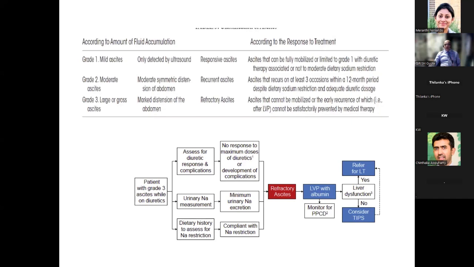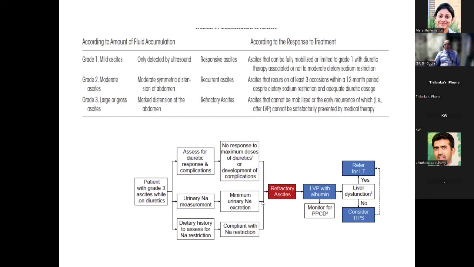And usually we start with spironolactone and a combination of spironolactone and furosemide. We restrict their sodium, which must have been done already. And then we give them 20% albumin infusion. We give them 5 mL per kilo of 20% albumin over 4 hours and give a furosemide halfway through the infusion. That helps in recruiting the fluid into the tissues, and the albumin infusion helps in increasing the osmotic pressure and causes excretion of the fluid.